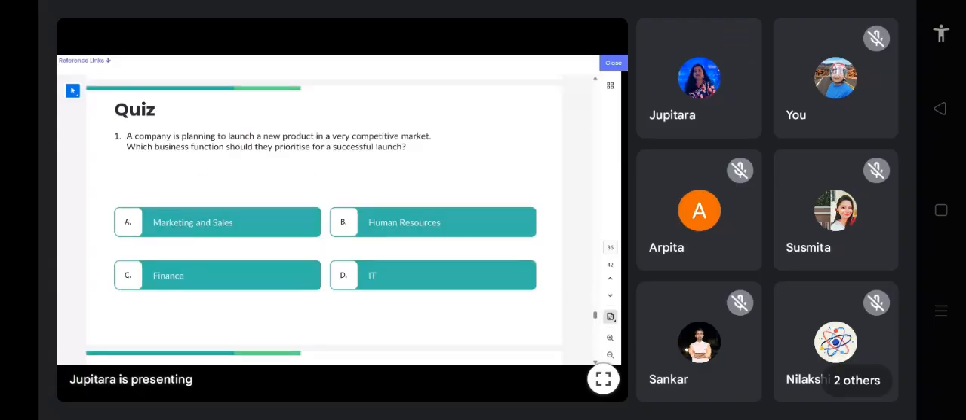Now quiz. A company is planning to launch a new product in a very competitive market. Which business functions should they prioritize for a successful launch? Marketing and sales, human resource, finance, or IT?